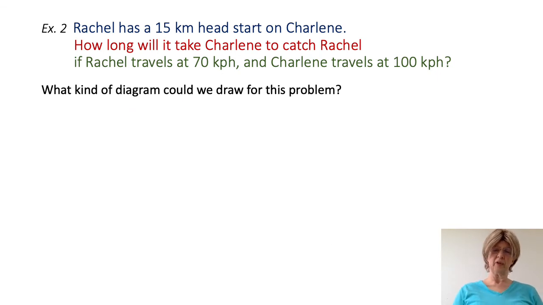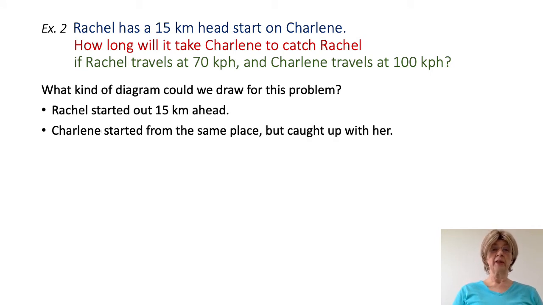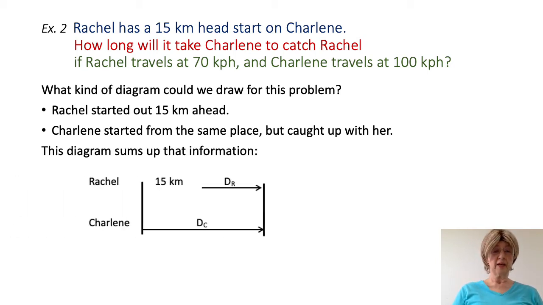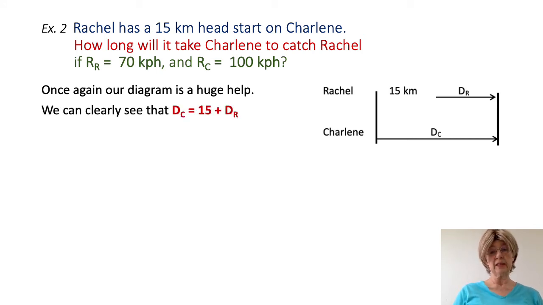What kind of diagram could we draw for this problem? Rachel started out 15 kilometers ahead. Charlene started from the same place but caught up with her. This diagram sums up that information. Once again, our diagram is a huge help. We can clearly see that d sub c equals 15 plus d sub r. Or r sub c t sub c equals 15 plus r sub r t sub r.